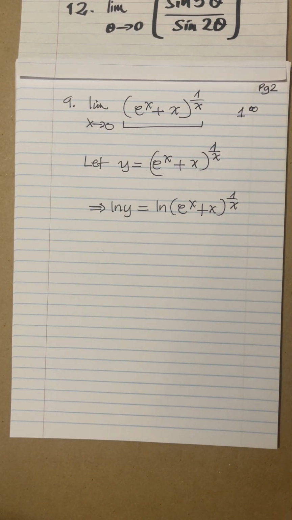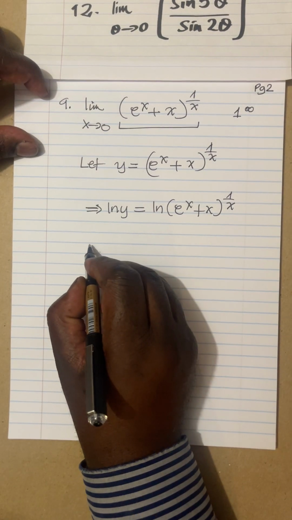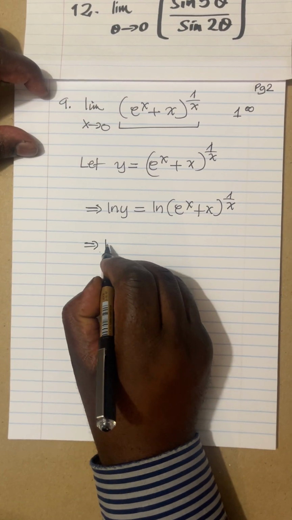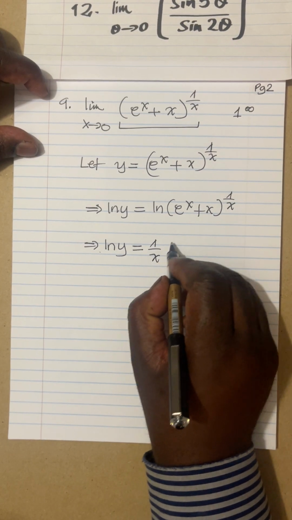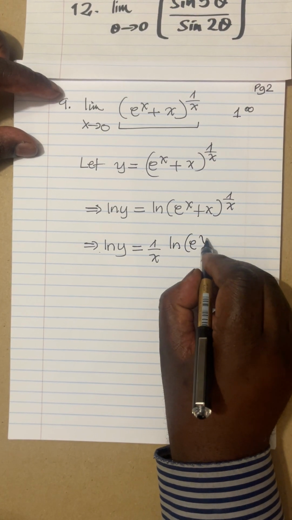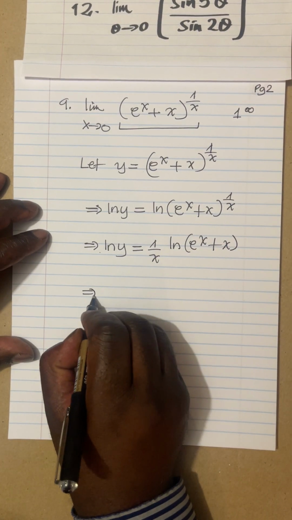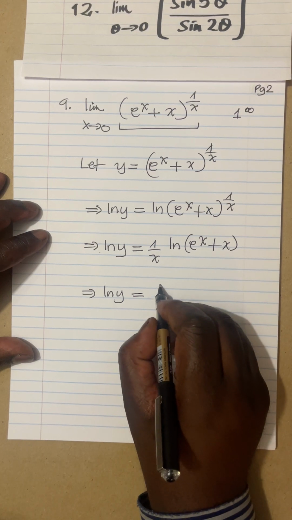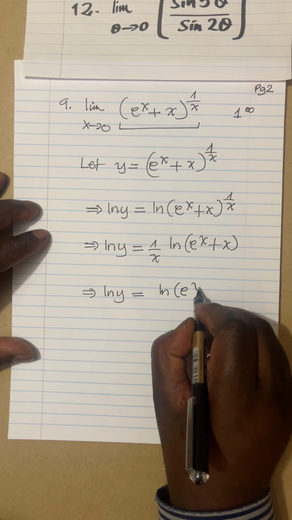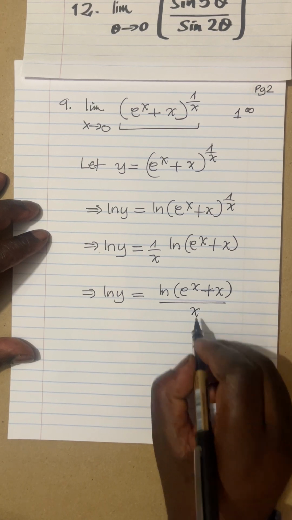So this, what we have now, is the following. We're saying this implies the limit, the natural log of y is equal to 1 over x times the natural log of e to the power x plus x. Now rewriting the right hand side, we have on the left natural log of y equals on the right natural log of e to the power x plus x all over x.